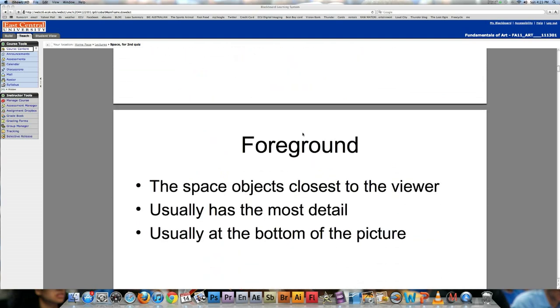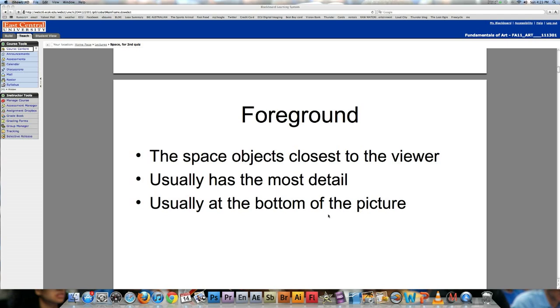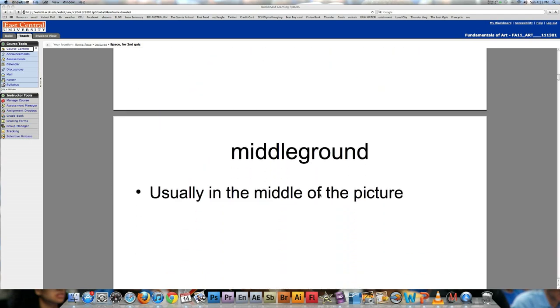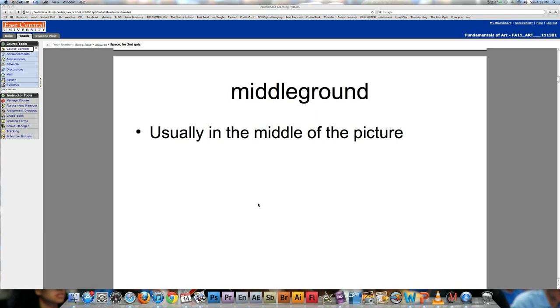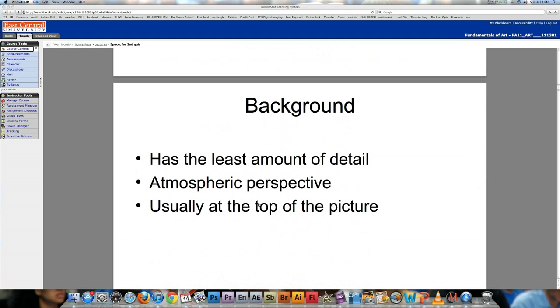Okay, so going back just quickly. Foreground is almost always at the bottom of the picture. Middle ground, ironically, is almost always in the middle of the picture, but it can be at the top or the bottom. It's just most of the time it's usually in the middle. And background has the least amount of detail, which I talked about with the bricks, and it's usually at the top of the picture. In fact, it's almost always, unless you've done something tricky to try to break the rules.